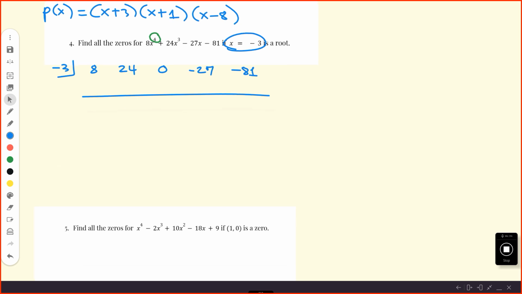Okay? And then we can use the synthetic division now. Bring down the leading coefficient, which is 8. And then multiply that to this. So negative 3 times 8 is negative 24. And then 24 plus negative 24 is 0. And then negative 3 times 0 is 0. And 0 plus 0 is 0. And negative 3 times 0 is 0. Negative 27 plus 0 is negative 27. And then negative 3 times negative 27 is positive 81. And of course, negative 81 plus 81 is 0.